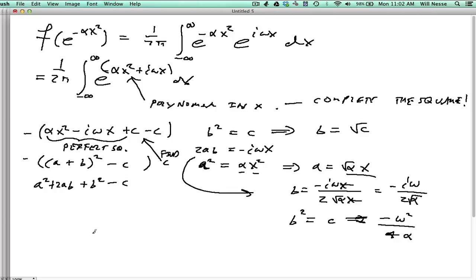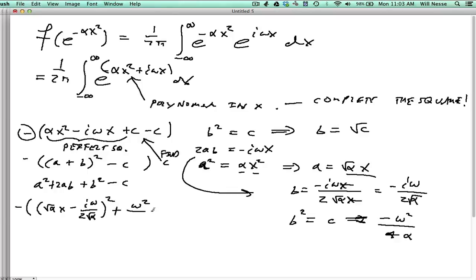So let's now put this together. We'll put it back, and so what we have there is a negative on the outside, just like before. And then now, what is a again? We said that a was root alpha x, and then b was negative i omega over 2 root alpha. We're going to quantity square that, and then minus c from it right here. So c itself was a minus, so a minus and minus makes a plus.